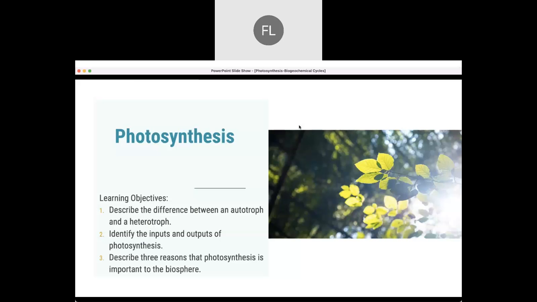Your learning objectives for photosynthesis are to describe the difference between an autotroph and a heterotroph, identify the inputs and outputs of photosynthesis, and then I would like you to be able to describe 3 reasons that photosynthesis is important to the biosphere.